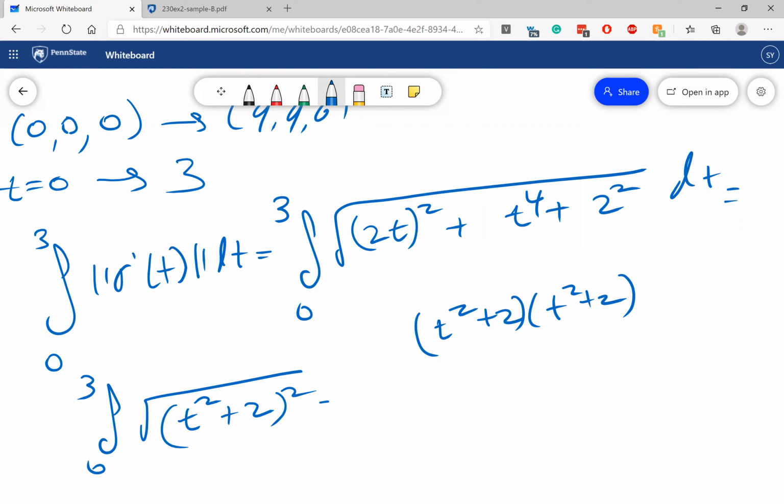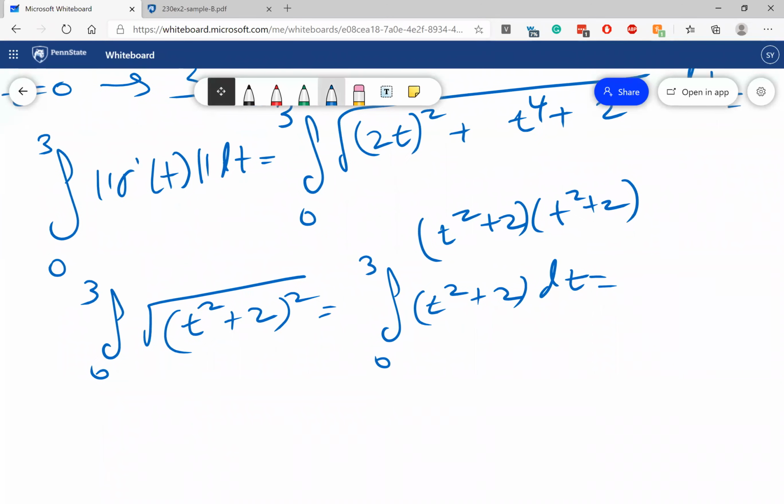Okay, so that would give us the integral from 0 to 3 of t squared plus 2 dt, which would give us t to the third over 3 plus 2t from 0 to 3. And that would be the zeros and nothing, and 3 cancel. So that would be 9 plus 6. Okay, any questions?